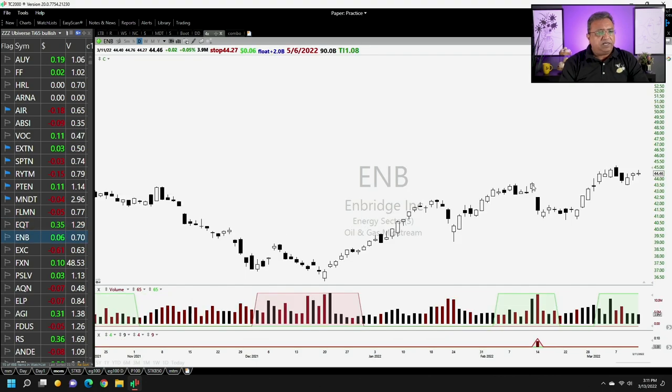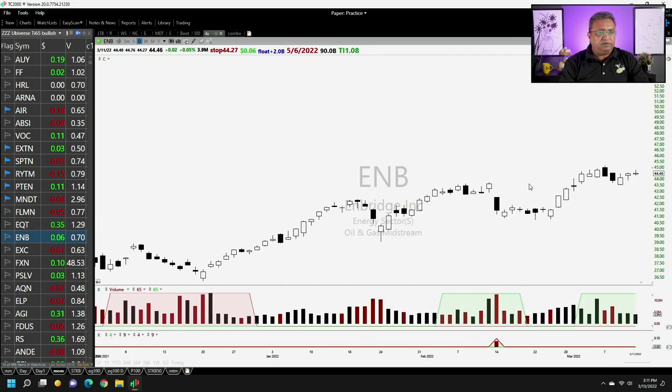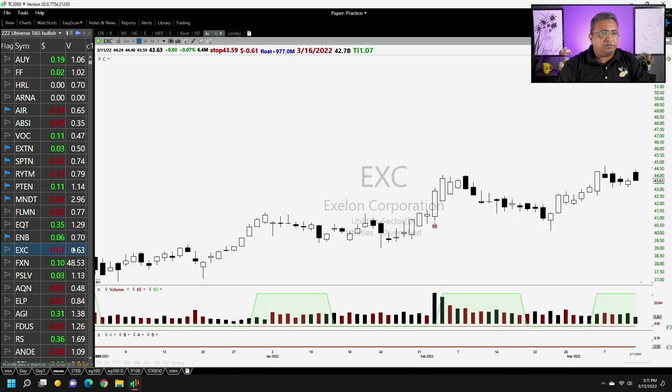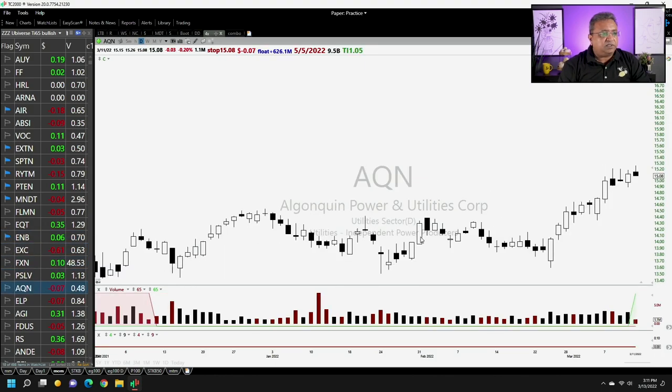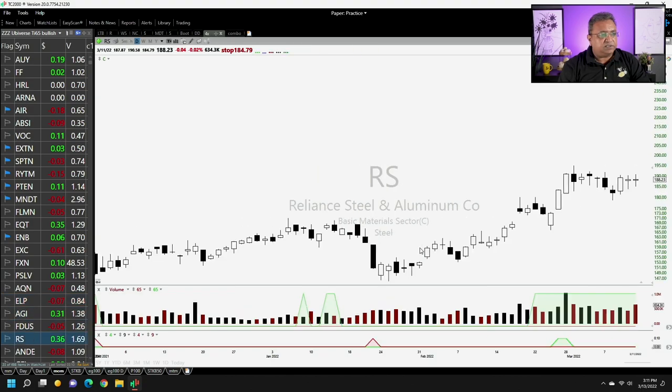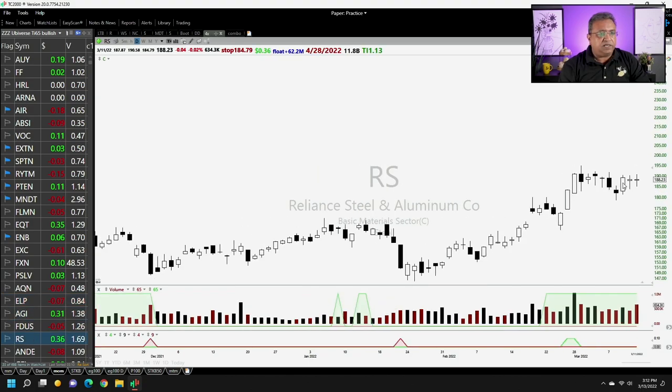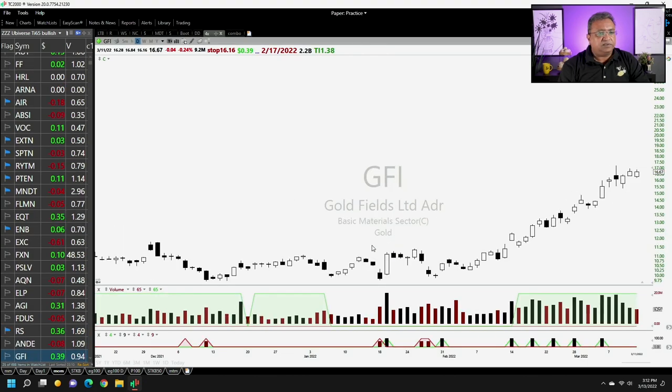So sometimes you might select a stock and later in the morning you can reduce the universe by looking at the ones which are the best setups. Essentially, I narrow it down to just 3 or 4 candidates, and those are the high probability ones which I focus on. So Reliance Steel here, it's going sideways.